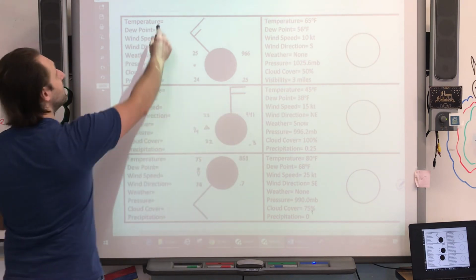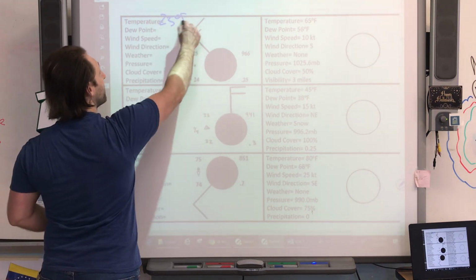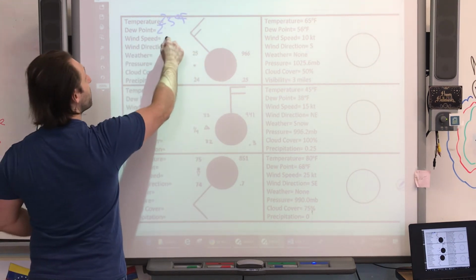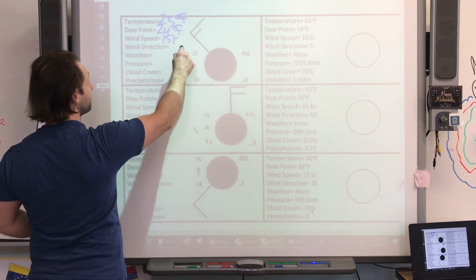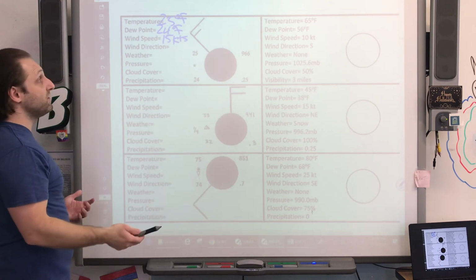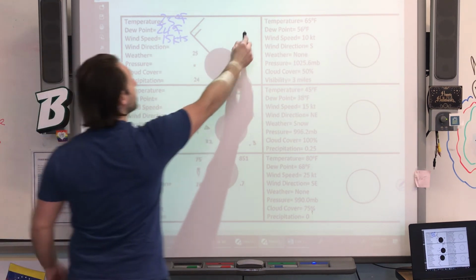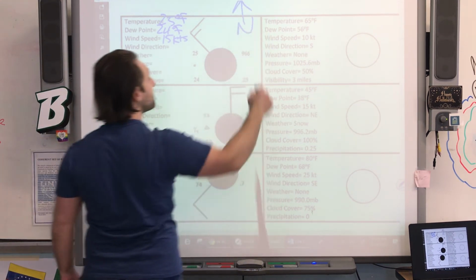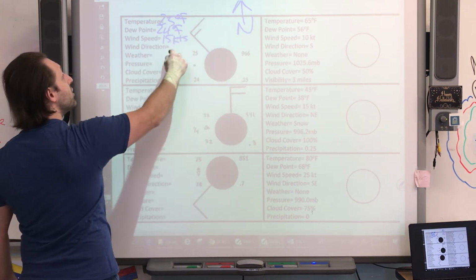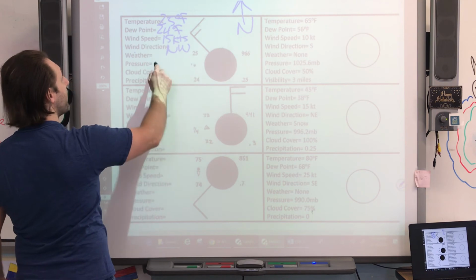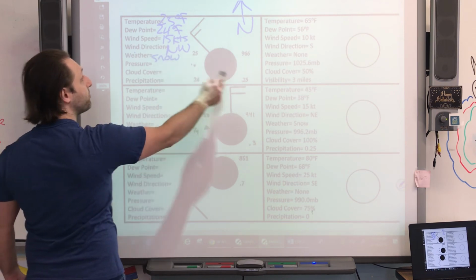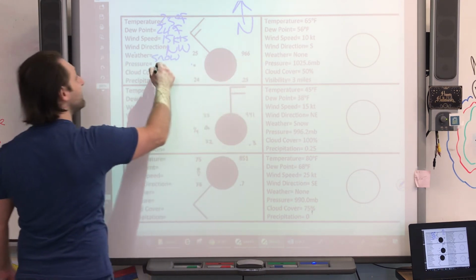So temperature, 25 degrees Fahrenheit. Dew point, 24 degrees Fahrenheit. Wind speed, 15 knots. Wind direction, we are going to have to assume everything that direction is north. So this is coming from the northwest. The weather, we've got snow. The pressure, we got 996, so we put a 9 in front.